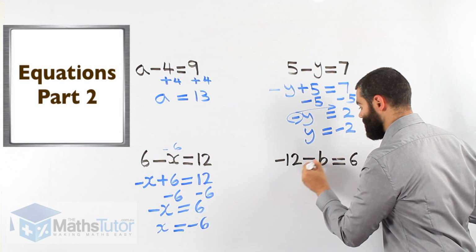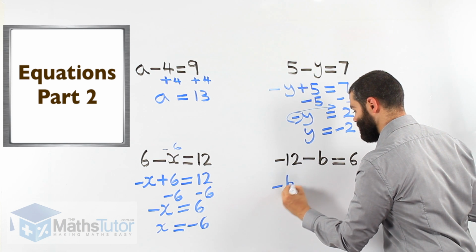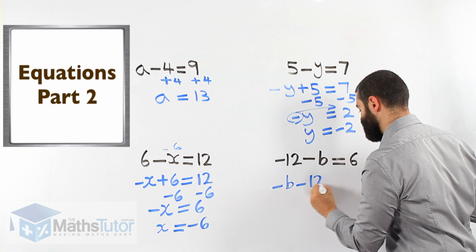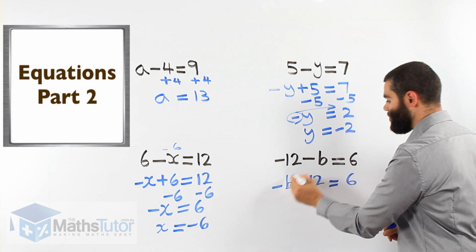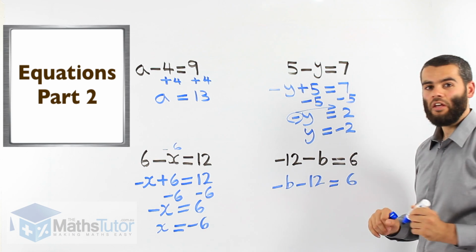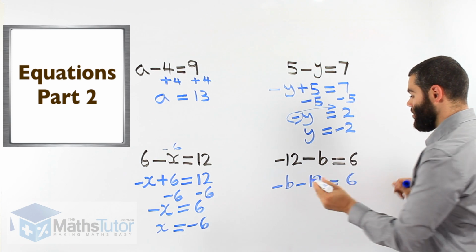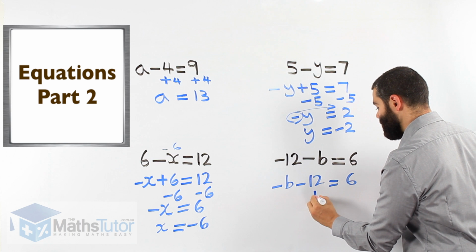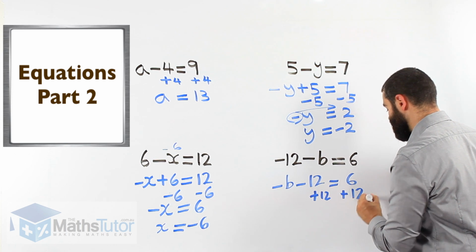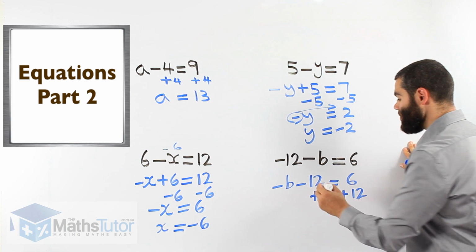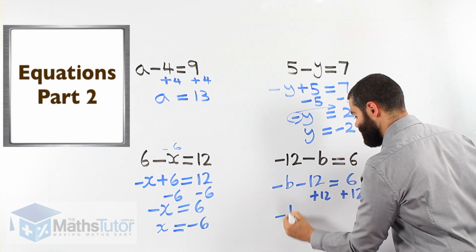Reverse them. So minus b minus 12 equals 6. We've reversed it. Minus b is at the front, minus 12 there. We just swap them over. Now let's do it. Minus 12 becomes plus 12 on one side, plus 12 on the other side. We're left with minus b.